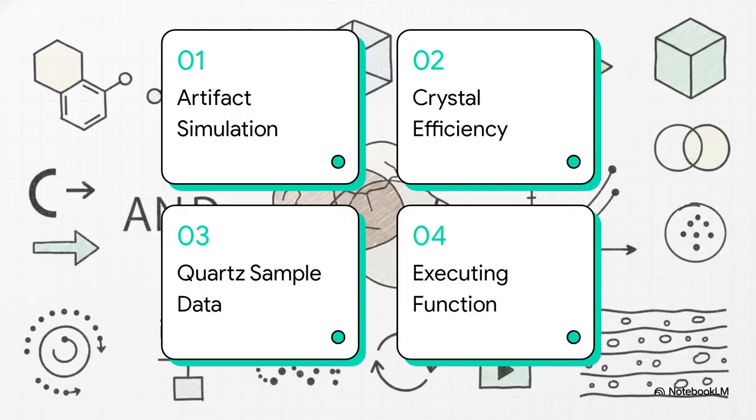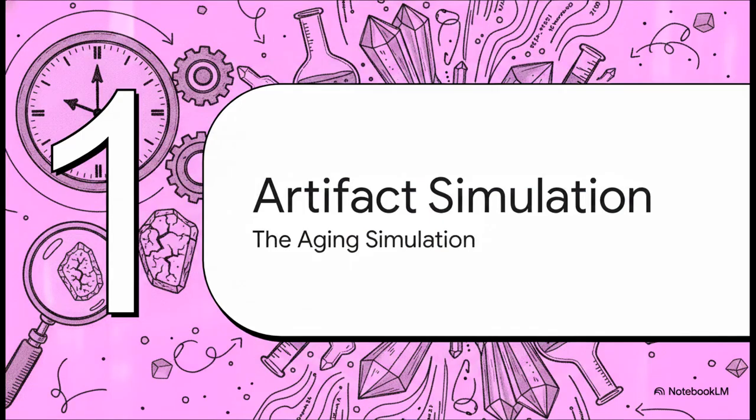All right, here's our quick roadmap for the explainer. We'll start with the artifact aging simulation, then move into decoding crystal efficiency math, look at the quartz sample data, and finally we'll wrap up with executing the function. Let's get right into it. Section 1, the artifact aging simulation.